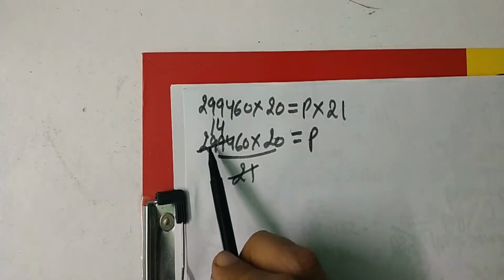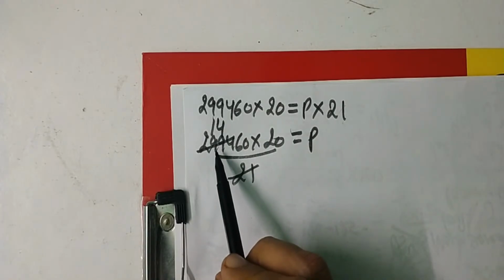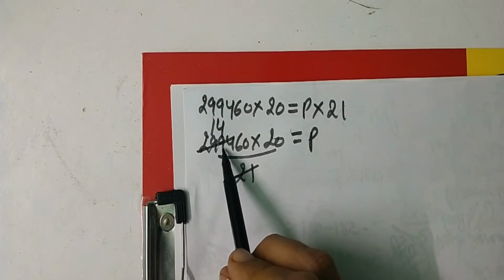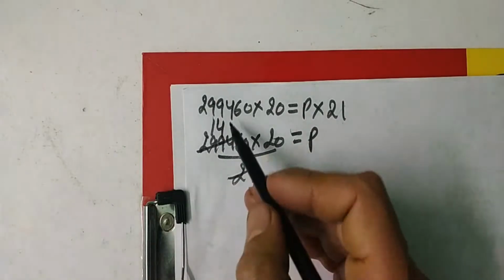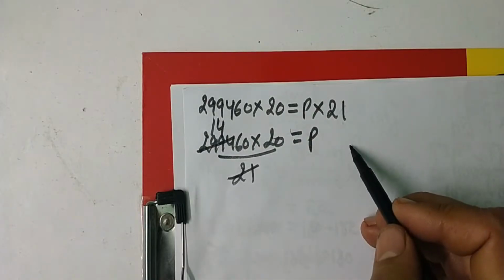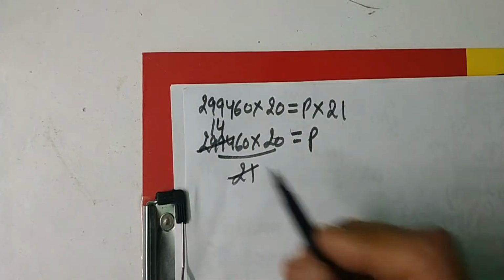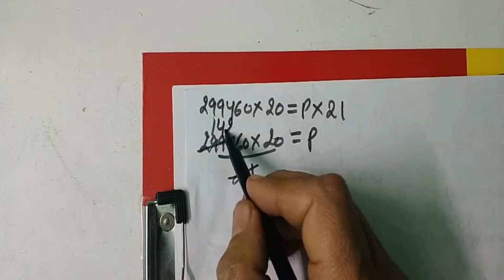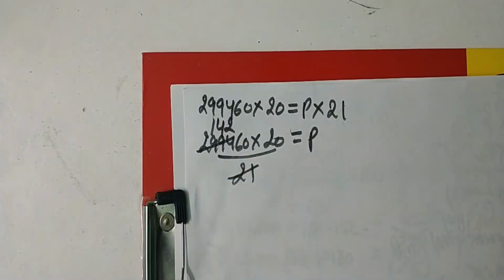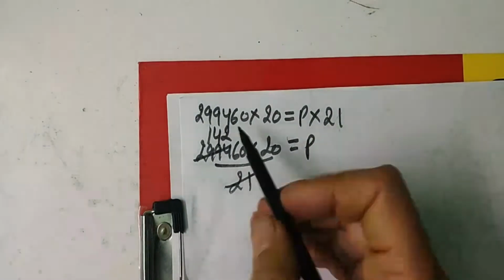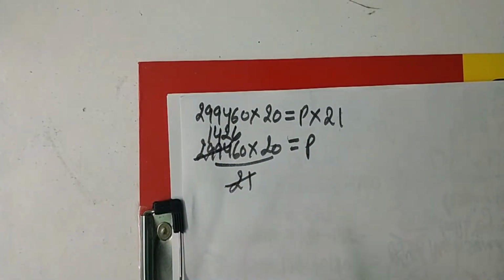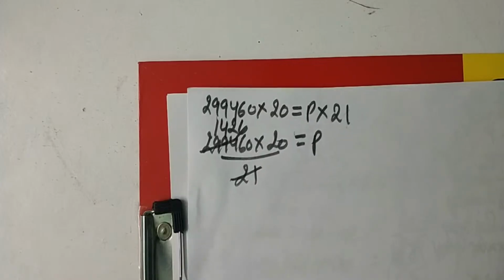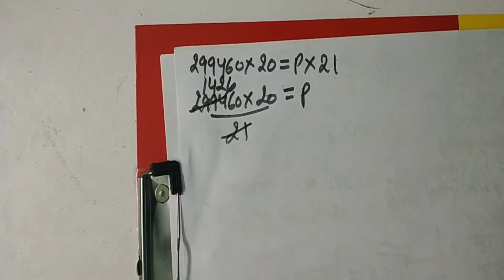21 into 4 is 84, 5 is left, so it will become 54. 21 into 2 is 42, and then 6. So you will get the principal. If you want to do it with the X method, it can be done with the X method.